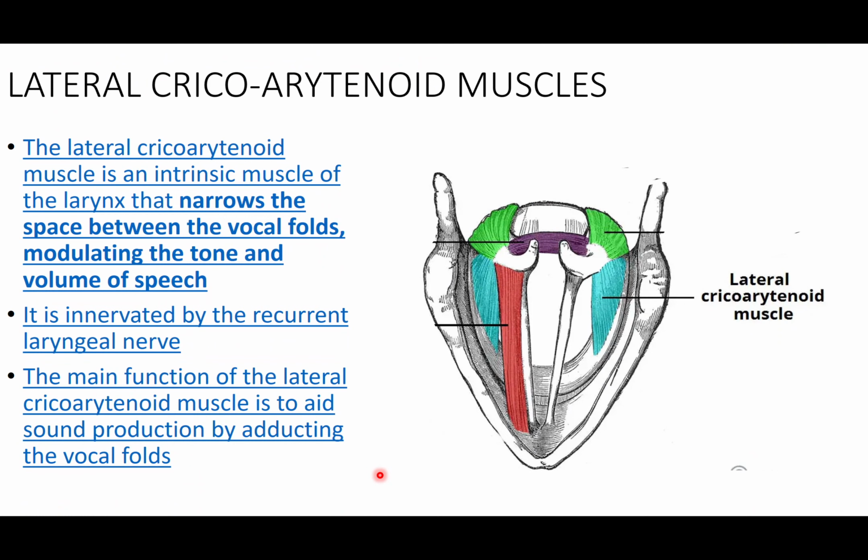The lateral cricoarytenoid muscle is an intrinsic muscle of the larynx that narrows the space between the vocal folds, modulating the tone and volume of speech. It is innervated by the recurrent laryngeal nerve, but the point we are concerned with is that its main function is to aid sound production by adducting the vocal cord, not abducting it. So the second option is also not correct.